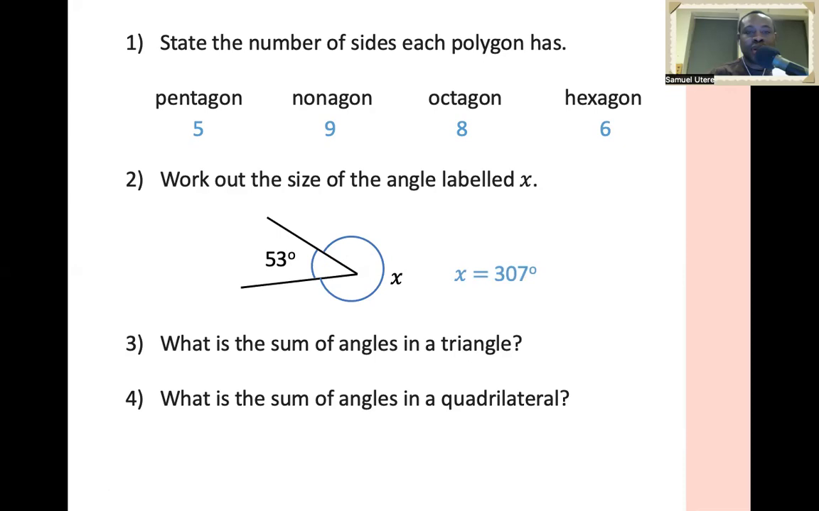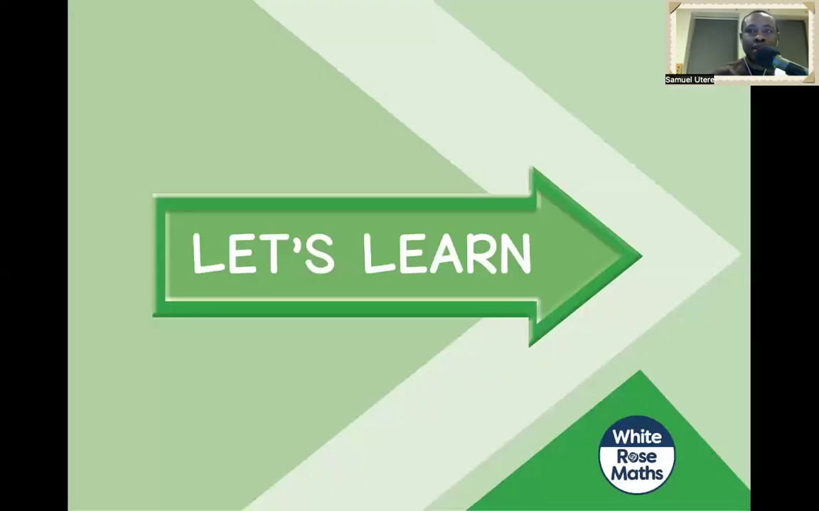Next, question 3. What is the sum of the angles in a triangle? It is 180 degrees. And what is the sum of angles in a quadrilateral? It is 360 degrees. Let's do some new learning for this lesson.